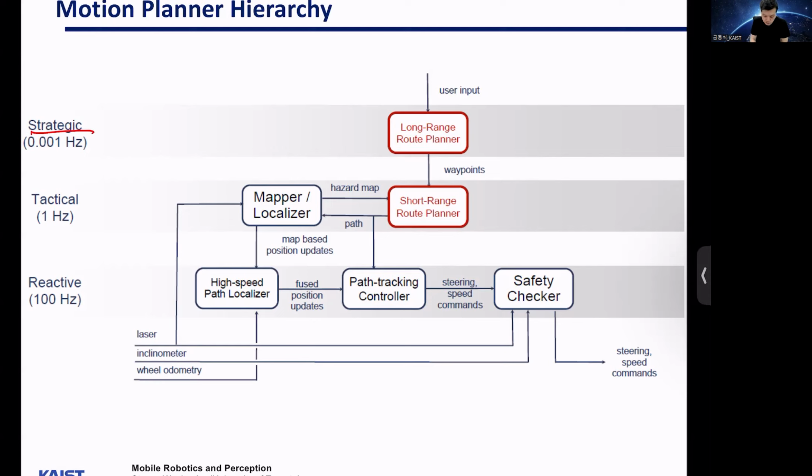planning algorithm, such as a route planner, which runs quite slowly and does not have to run fast. And then there's a tactical layer, which determines a short-range route plan. And then there's a reactive planning algorithm, which usually takes care of safety and collision avoidance problems, and works with a controller. Okay.